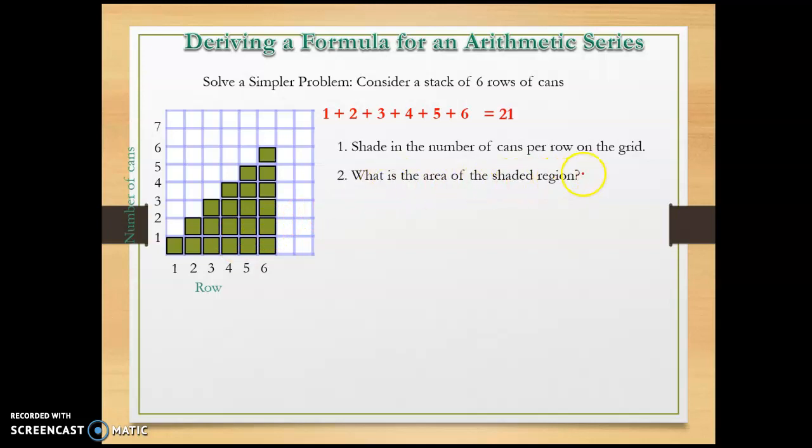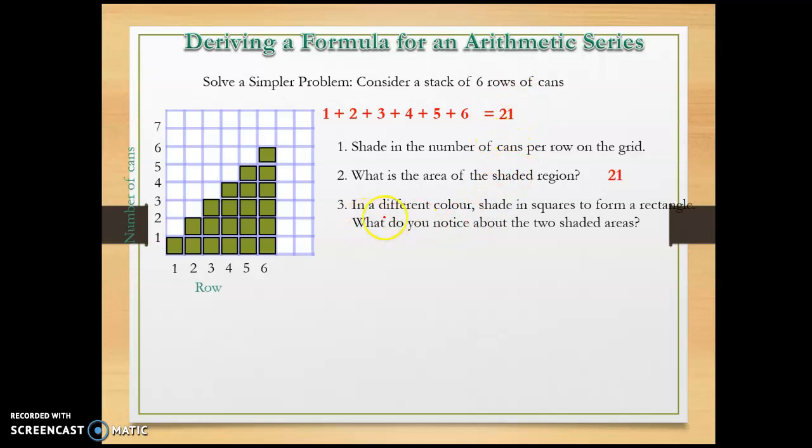What is the area of the shaded region? So you're just going to count the number of squares here. So 1, 2, 3, 4, 5, 6. So that's what we have answered here. It's 21, right? Then in a different color, shade in squares to form a rectangle.